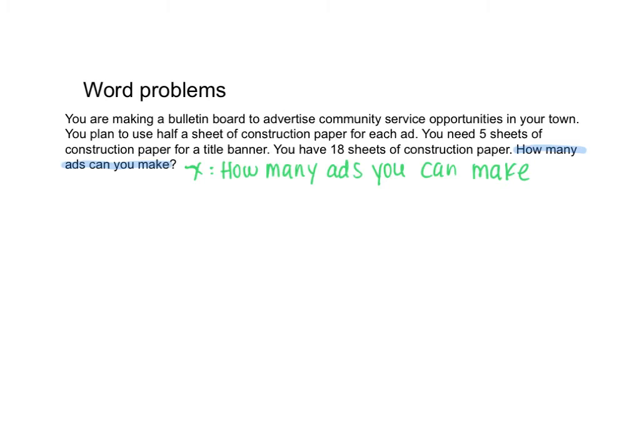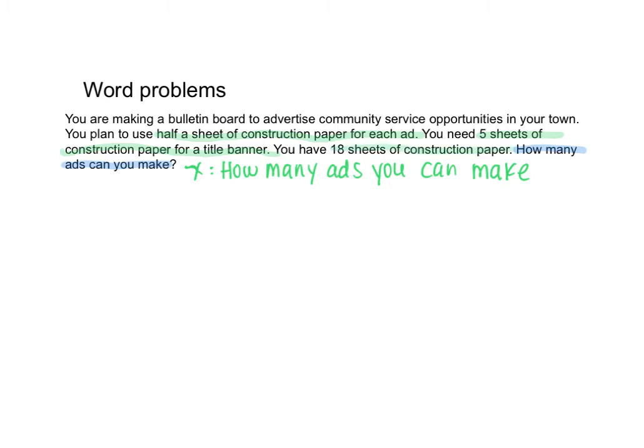Okay, now there's also what it gave us. So we have to figure out what the question gave us. So I'm going to highlight that in a different color. It told us you can plan to use half a sheet of construction paper for each ad, and then you also need 5 sheets of construction paper for a title banner. And you have 18 sheets of construction paper in total, okay?